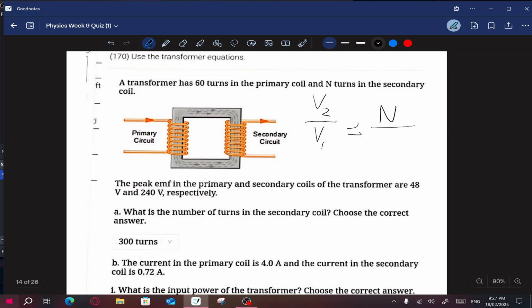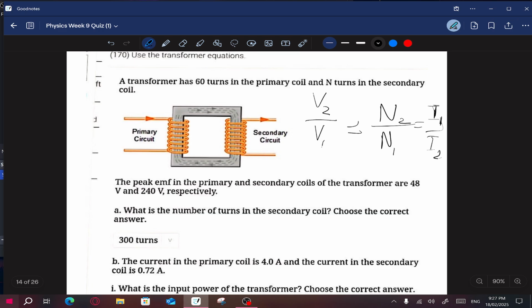the number of turns in the secondary coil. 2 is the secondary, by the way, over N1. And as a friendly reminder, just as an additional side note, it is also equal to the current in the primary coil over the current in the secondary coil. Although I'm not sure they'll ask you about this because they didn't ask in the quiz.